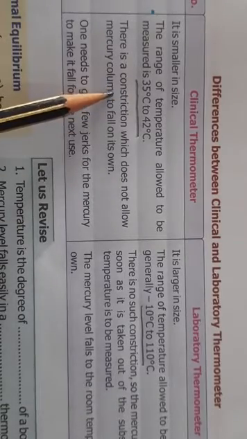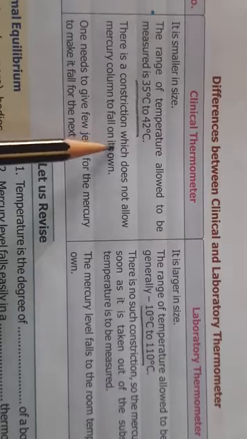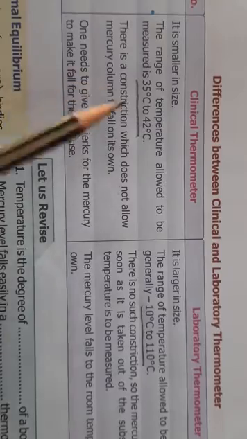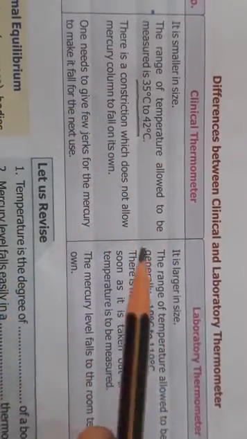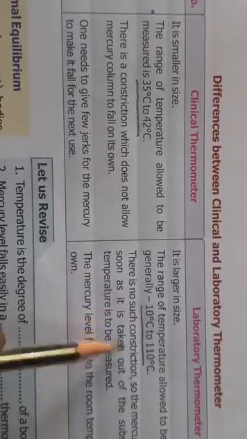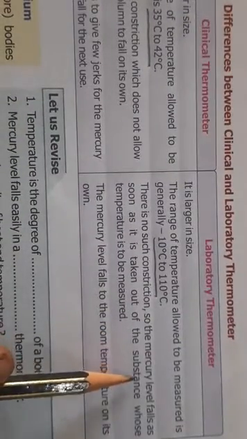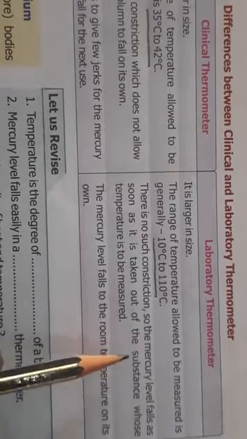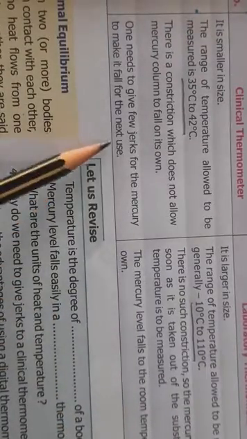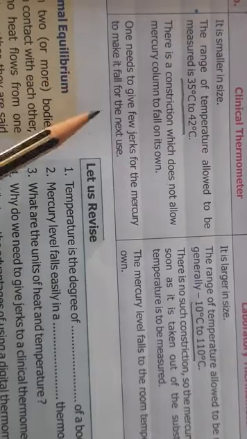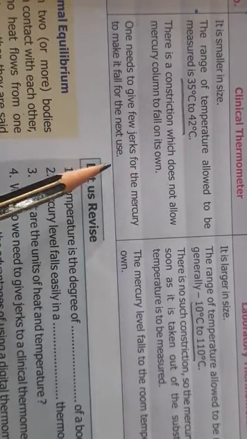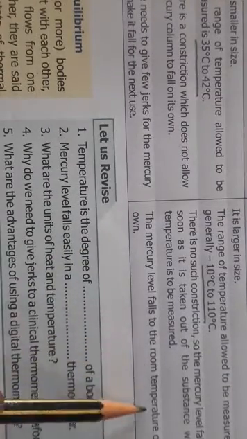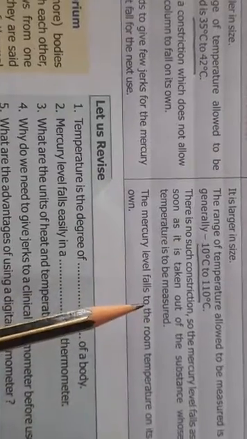In the clinical thermometer there is a constriction, or you can say a kink, which does not allow the mercury to fall on its own. The mercury level will not go back until you give it a jerk. Whereas here there is no constriction or kink, so as soon as you take out the thermometer, the mercury level will fall down. In a clinical thermometer, one needs to give a few jerks to make the mercury fall for the next use. Whereas here the mercury level falls to the room temperature on its own. Why? Because there is no kink.